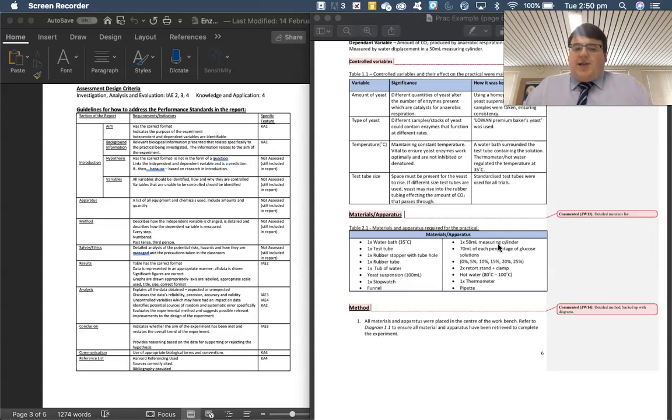Don't have to do that one as a table. A lot of students do. I'm fine with it. As long as it's a list, that's good. Okay, list or table, both perfectly fine.